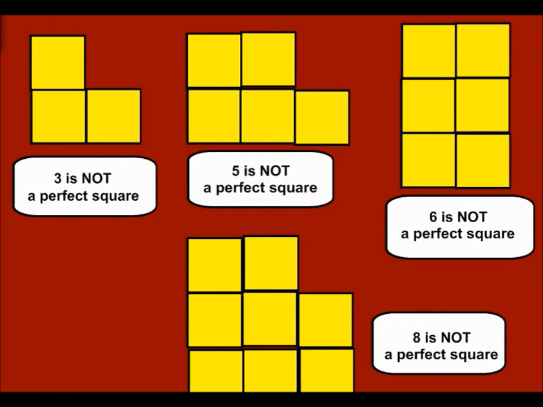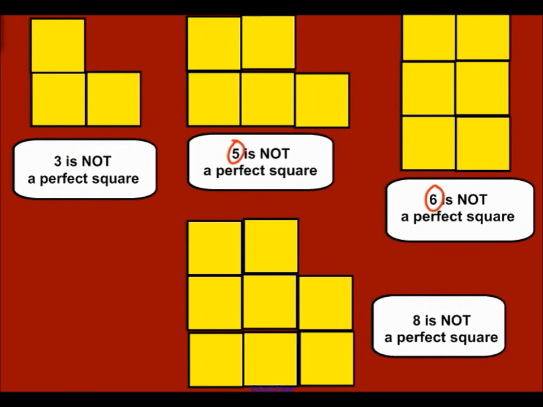Well, let's talk about what aren't perfect squares. The number 3 is not a perfect square. It doesn't make a square. The number 5 is also not a perfect square. It doesn't make a square. 6 is also not a perfect square, and the number 8 is not a perfect square.